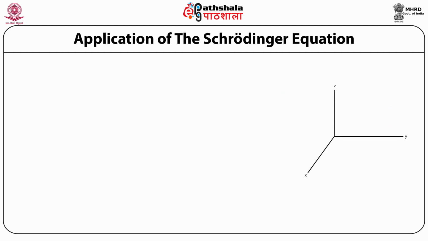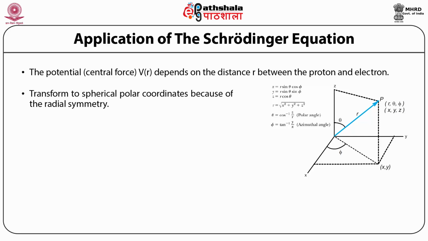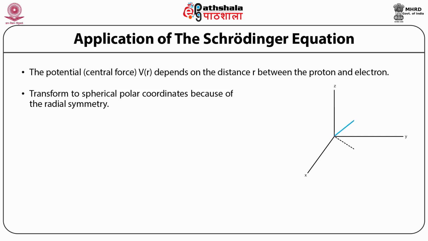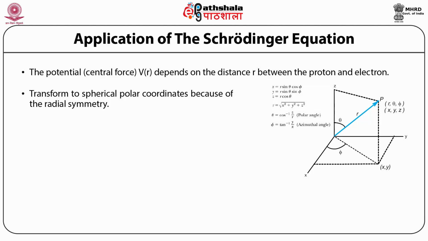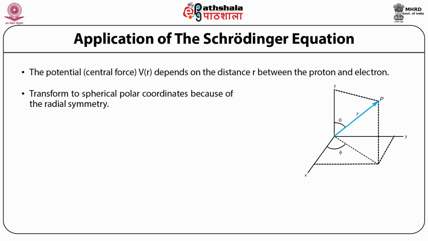Continuing our discussion on the application of Schrödinger equation. So the potential, that is V(r), depends on the distance r between the proton and an electron. So we have to transform to the spherical polar coordinates because of the radial symmetry. And the transformation is as follows, that is x is equal to r sine theta cos phi, where r, theta and phi have been represented in this figure.